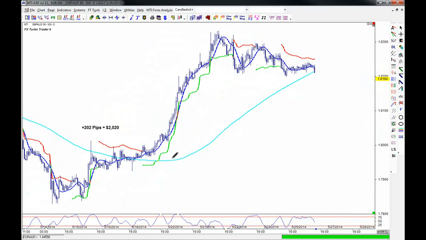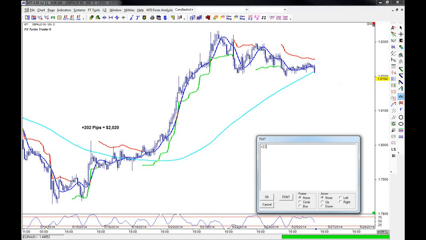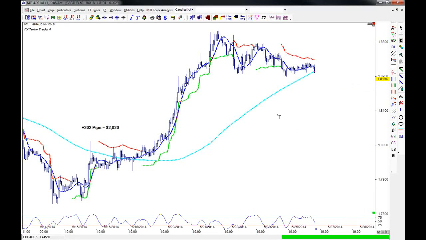So let's use our box information tool. We got into the market right here, and I got out right here. How many pips is that? We're at 231 pips, or 2,310 US dollars in a standard lot trade investment. So boom, we're going to keep these together here.